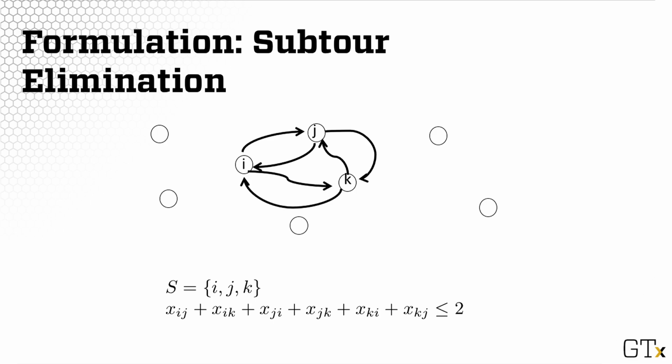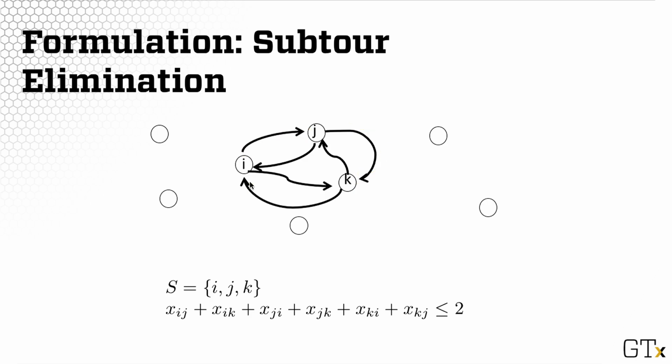Similarly, if I have three cities, remember the right-hand side is the cardinality of S minus 1, so that's 2. Then we look at all of the pairs, x_ij plus x_ik plus x_ji plus x_jk, and so on. Among all of these, you should not select more than two. I could have selected x_ij and x_jk. That's fine, that's not a subtour. But I cannot select another arc because that would put in a cycle here.